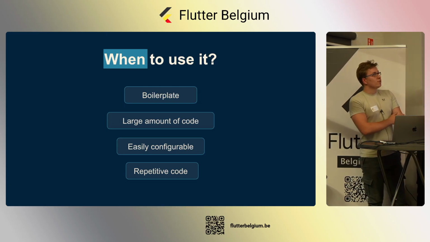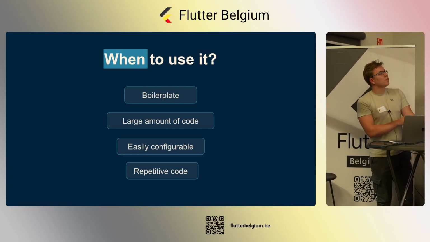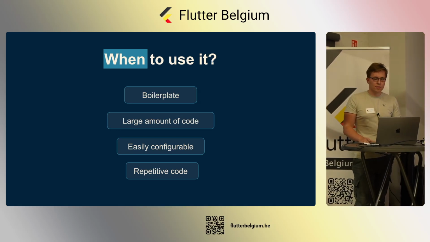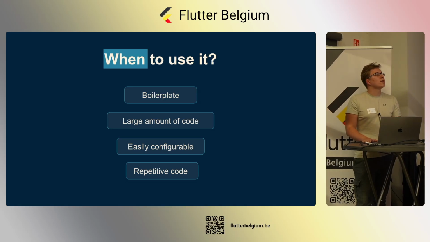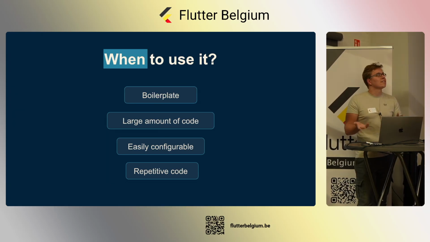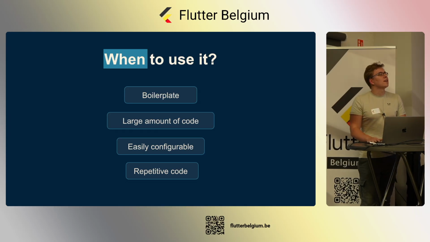Very important when to use it. Like I already said, it's more for very specific use cases. You're not going to make entire apps with it, but for boilerplate, it's very handy. Large amounts of code. If you're just doing the same thing like 3 times in total, then it's not really useful to automate it, because then the automation is going to take more time than just writing it 3 times. But for example, on Navigator, you're going to add routes like every day, so it's very handy to automate that process, so you don't have to do that every time. Easily configurable.